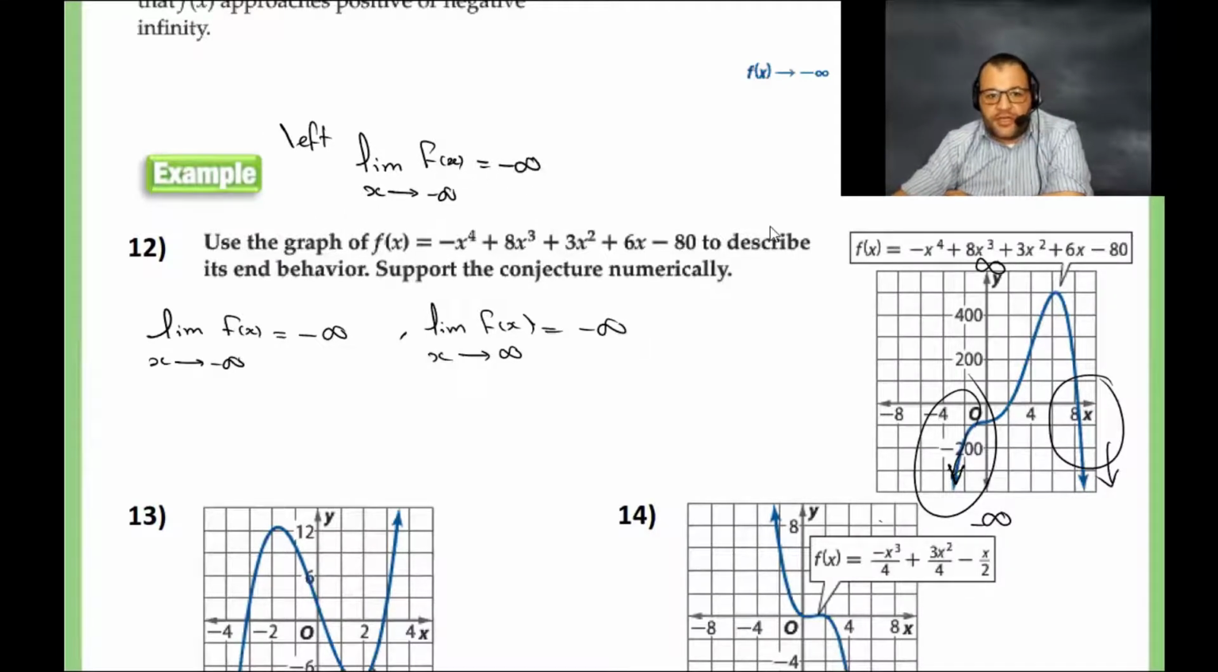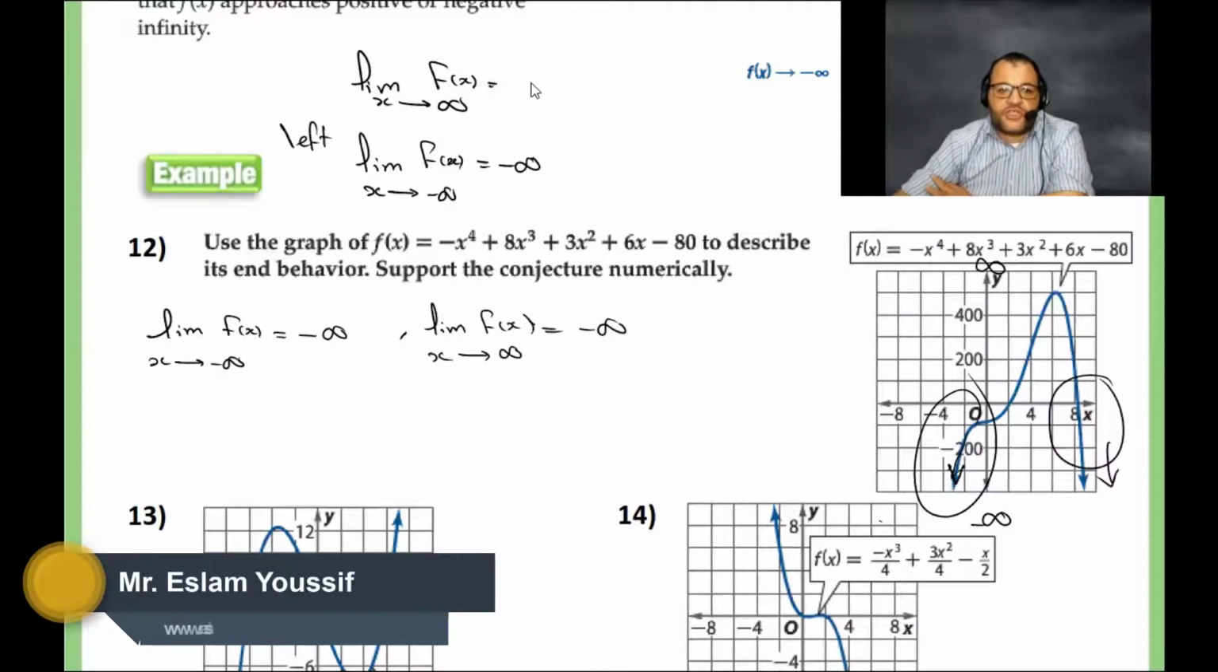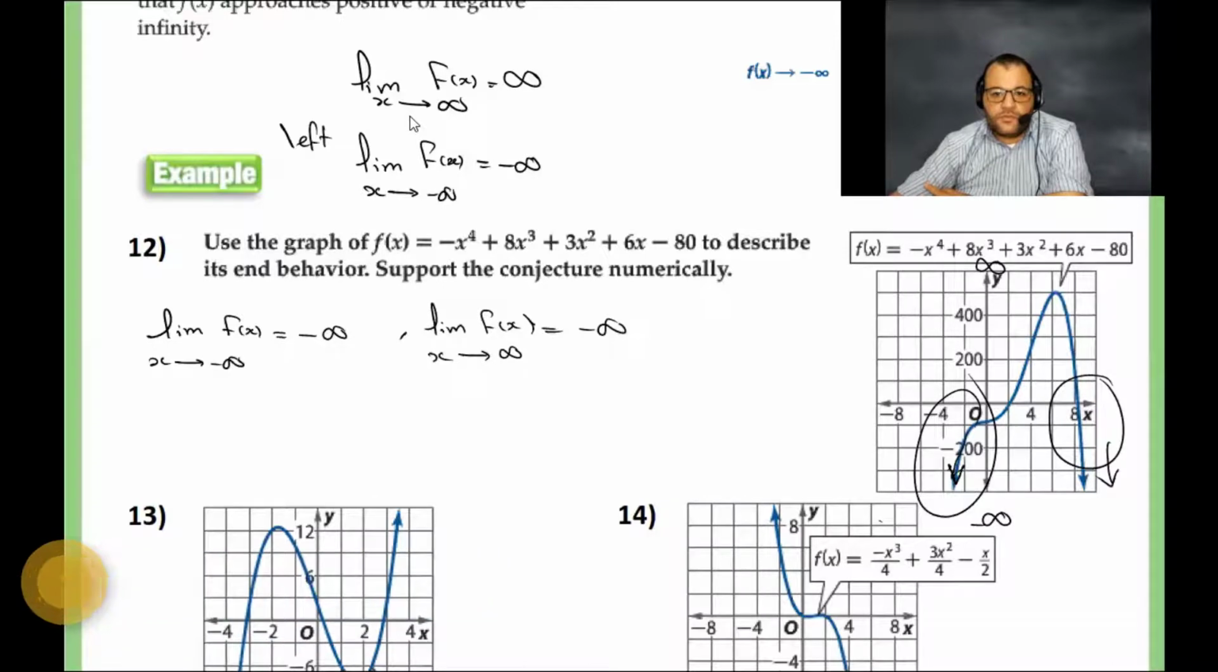Then the right side. What is the meaning of the right side of the function? It means limit when x approaches positive infinity. What will happen to the function? At the right side, the function is going to positive infinity. Any problem for this one? No. You understand? You remember this one? How can we write the end behavior for the function?